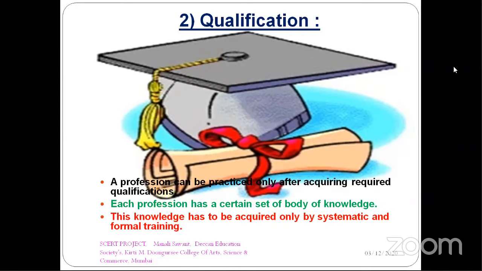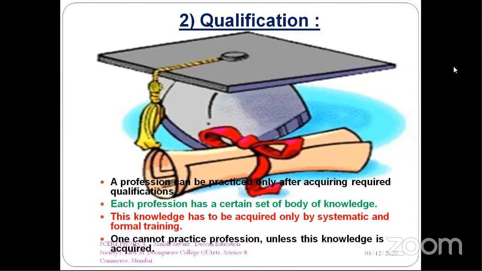But only that is not enough. Apart from your degree, apart from your knowledge, you require formal training also. So one cannot practice a profession unless this knowledge is acquired. I will give one example. Whenever a person completes his LLB, we cannot call him an advocate unless and until he registers himself, unless and until he takes proper training under an experienced lawyer and registers himself with the bar council, he cannot practice. So a person cannot practice a profession unless he acquires the knowledge, unless he acquires formal training and registration. So qualification is a must for the professional.